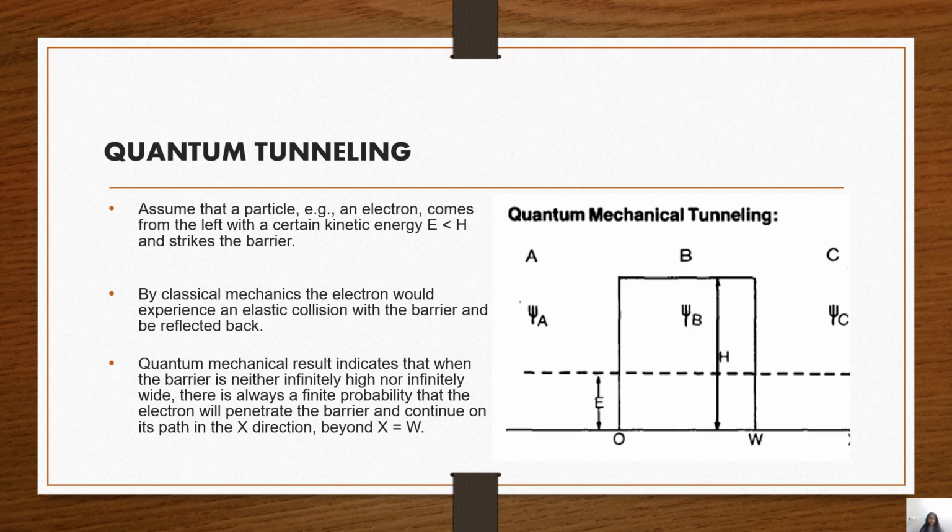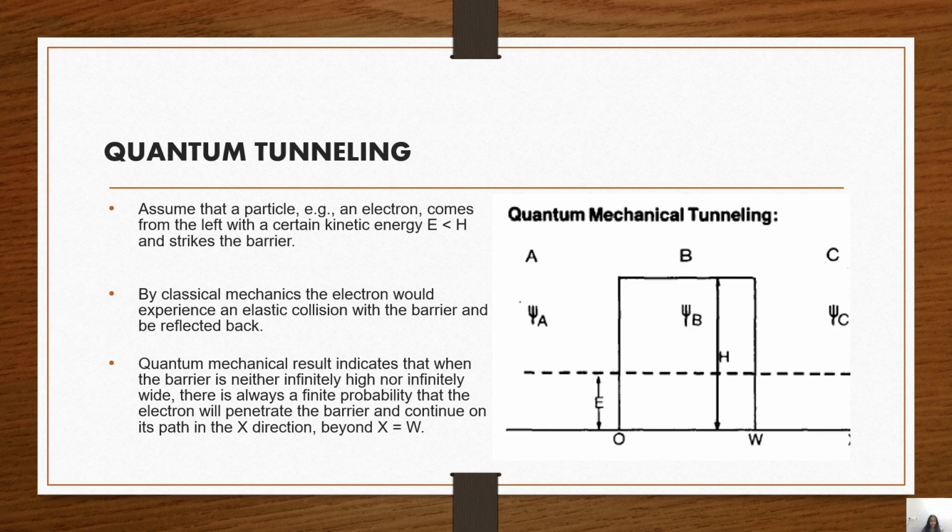Now let's study what is quantum tunneling. Basically, quantum tunneling is defined as a quantum mechanical process in which the wave function can penetrate through the potential barrier. Now let's assume that an electron is approaching the potential barrier. According to classical mechanics, if the kinetic energy E of the electron is less than the height of the potential barrier, that is h, then the electron would not cross the potential barrier. Instead, it would strike the potential barrier and get reflected back in the opposite direction.